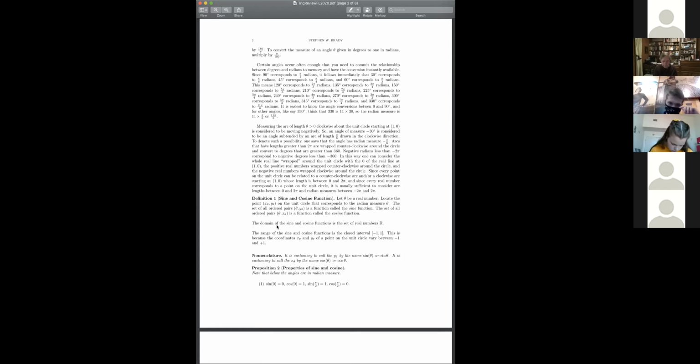So sines and cosines are defined by the ordered pairs on a circle of radius 1 with center at the origin.